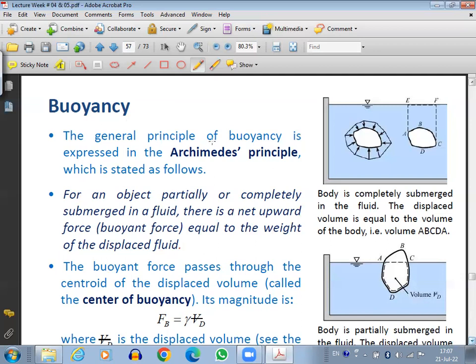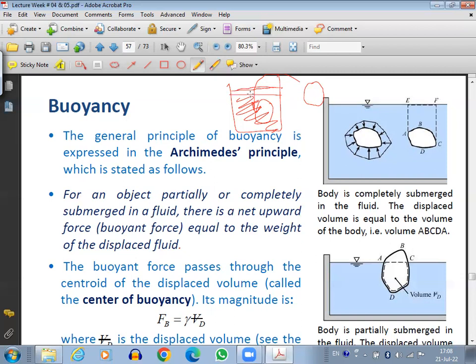Okay, so let's say this is a container and it was filled with water. Let's say this is the object. Now it goes into the water, so it's going to displace some of the water. So the water level will rise. Why will it rise? Because it will displace some of the volume of the water by going into it.